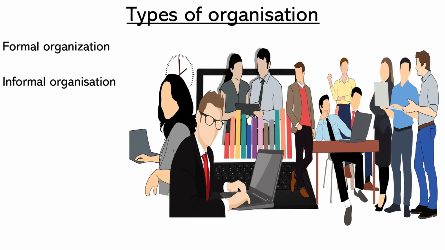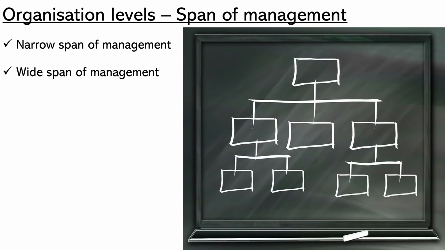Next one is span of management. Simply, just understand what span of management is. Okay, it means the number of subordinates a superior or a supervisor can handle. In simple terms, that is span of management. If I am a leader, how many people can work under me? How much ability do I have to handle subordinates?